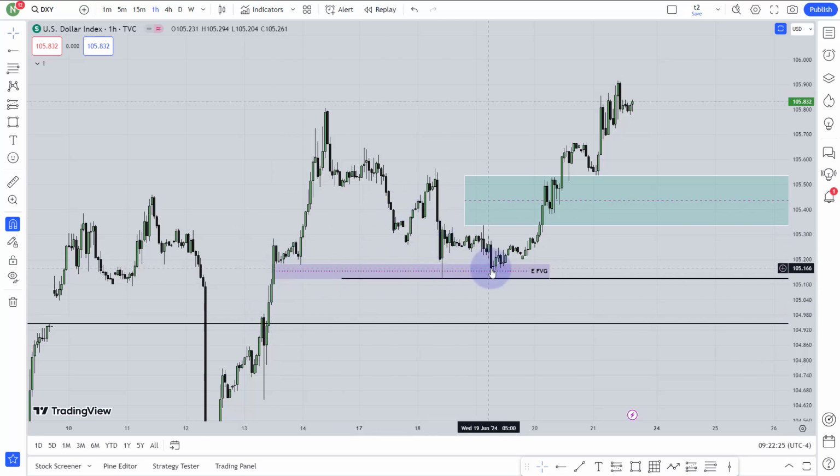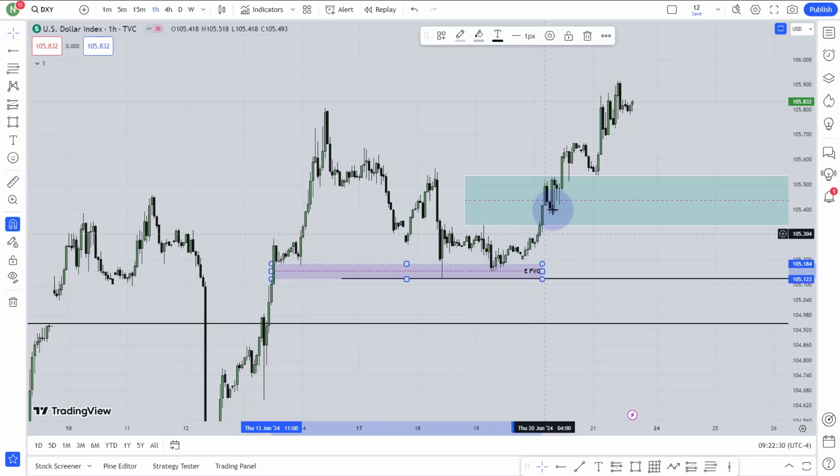Price came here, traded the consequent encroachment of that entry fair value gap, then went higher. How beautifully it went higher, went through this sell side imbalance, buy side inefficiency. That was the only imbalance which could hold the price and send it back for the sell side liquidity. Now it failed to hold the price. Instead of that, market keeps going higher.